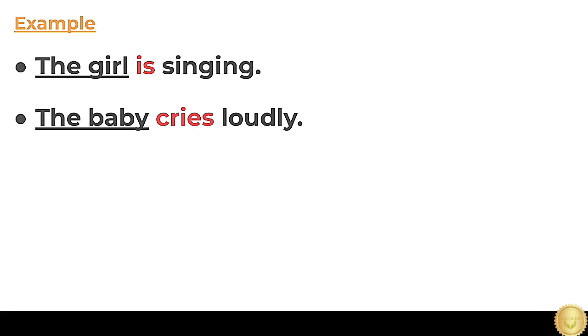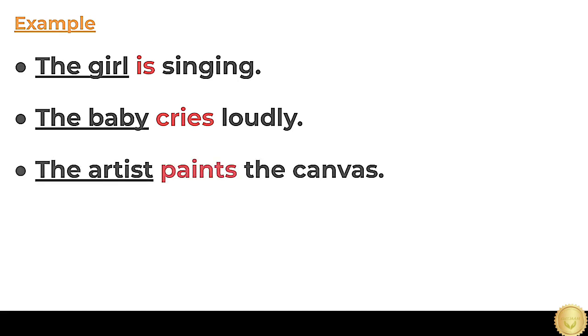The baby. How many babies? Just one. The baby cries loudly. There's the S there. And the Y for C-R-Y, cry, changes to become C-R-I-E-S for this one. Okay, another one. The artist. How many artists? Just the one. So the artist paints the canvas.